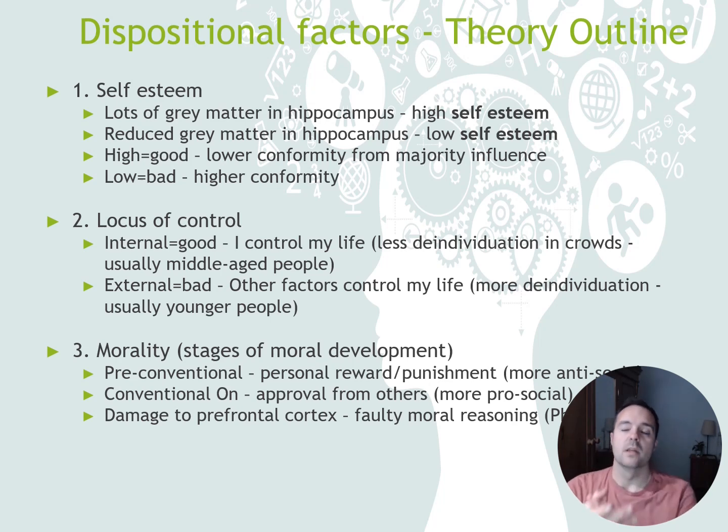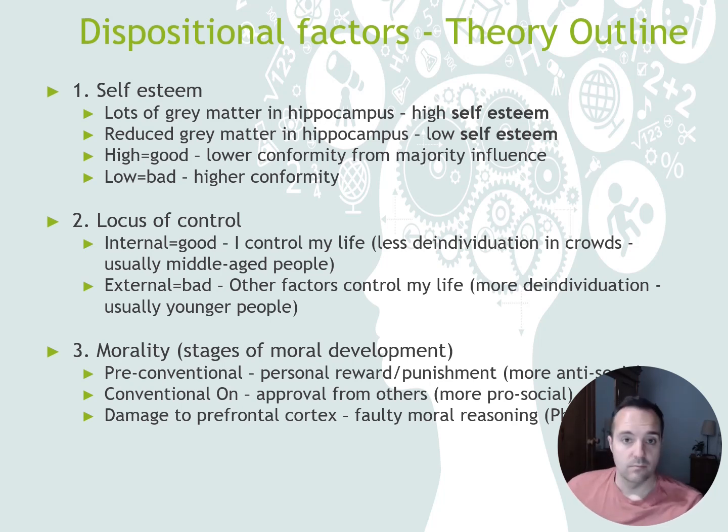To sum it all up then, dispositional factors. The first one is your self-esteem. It's got a neurological basis where the grey matter in your hippocampus correlates: more hippocampus, more self-esteem. High self-esteem is good, low self-esteem is bad, you'll have higher conformity. Second, locus of control. Internal is generally good. You control your life, you make better decisions. External can lead you into trouble because you just justify your actions based on what others are doing.